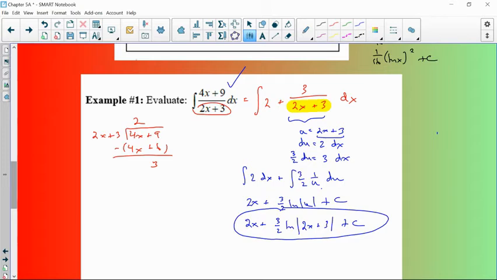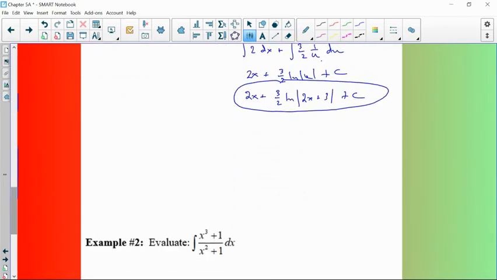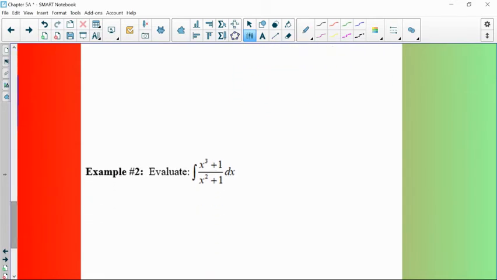And another thing too, these coefficients, I think I mentioned in the last video, you could bring that up and have it as a power. I would just recommend leaving it here. It's fine. And any time you see a function that doesn't have a proper integral, like this one, we have to do long division.